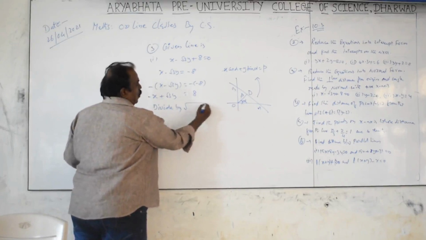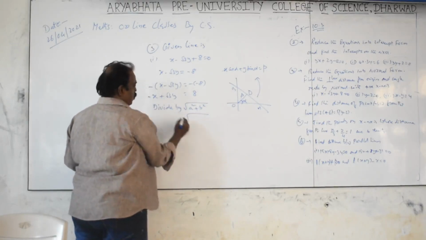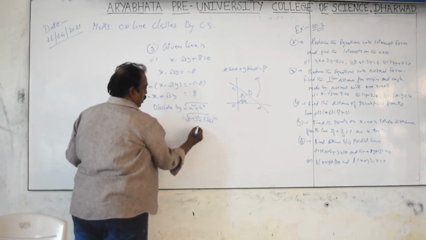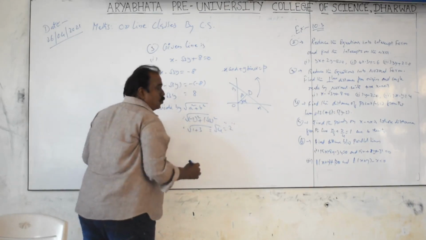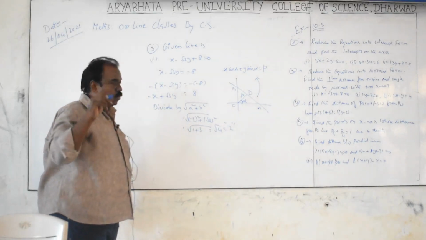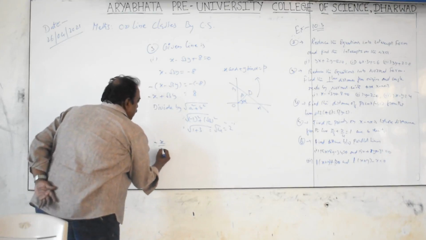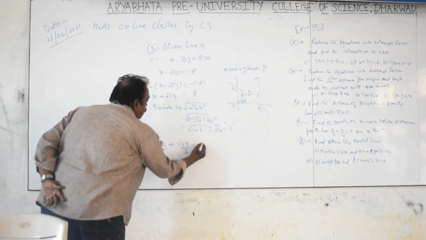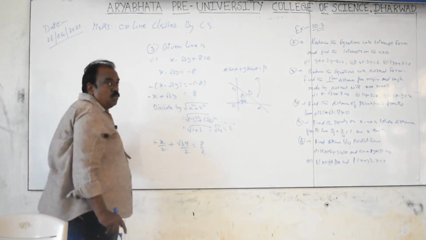Now divide by root of a square plus b square. What is a? A is minus 1, squared. B is root 3, squared. So it is root of 1 plus 3. Root 4 means 2. So we have to divide with 2 only. So it is minus x by 2 plus root 3y by 2 is equal to 8 by 2. You agree? We are dividing with 2.